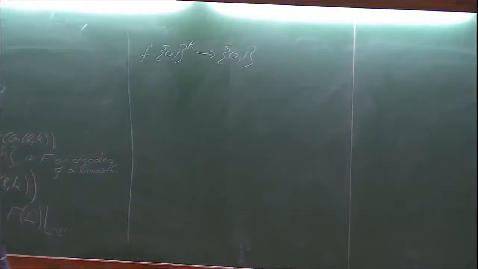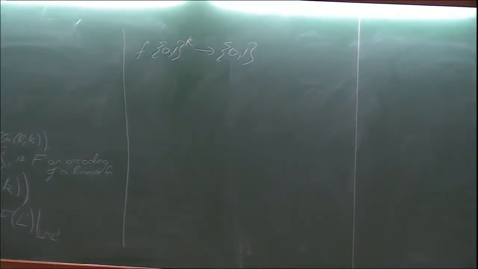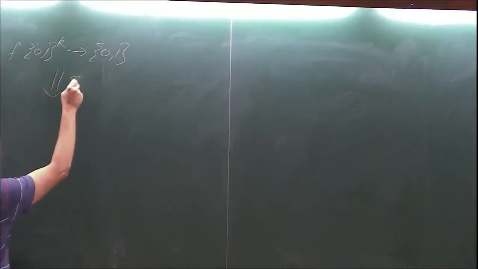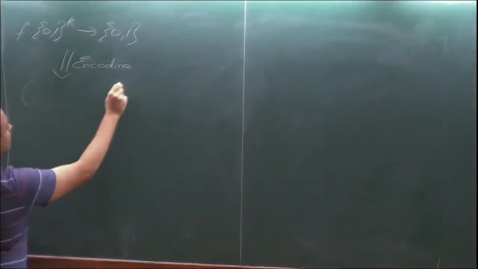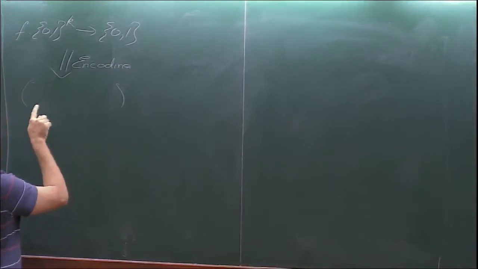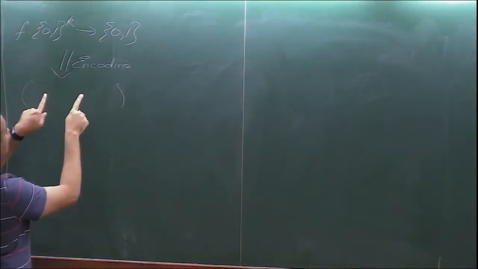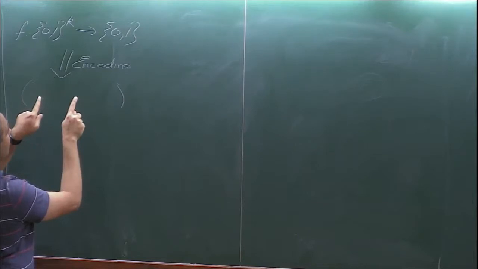I want to encode it in such a way that I can query this encoding at two locations. I'm going to come up with some encoding of f, and I want to check that it is a right encoding, in the sense that I query it at two locations and, by looking at those two locations, I must be guaranteed that this is actually the encoding of some linear function. What is the encoding I'm going to be looking at? The encoding is going to be inspired by the Grassman graph.